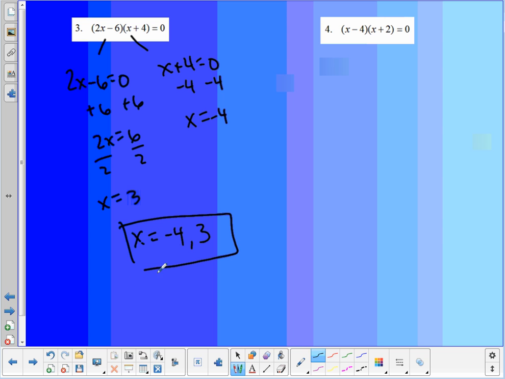Now, technically speaking, we would list these things in numeric order, which is why I put the negative 4 first, but it doesn't really make a difference. You get the same answer either way. So let's split number 4.